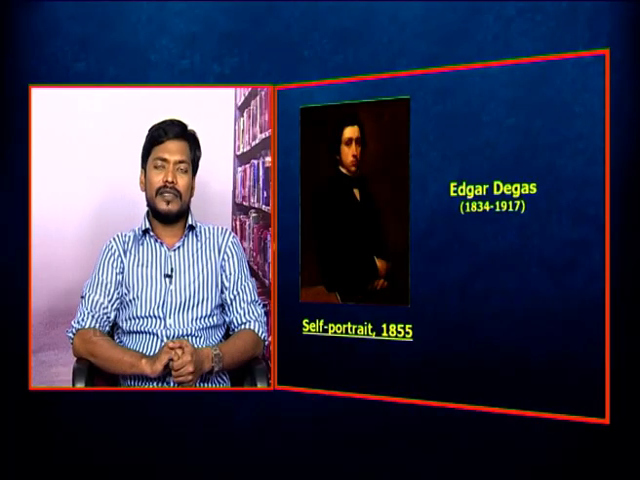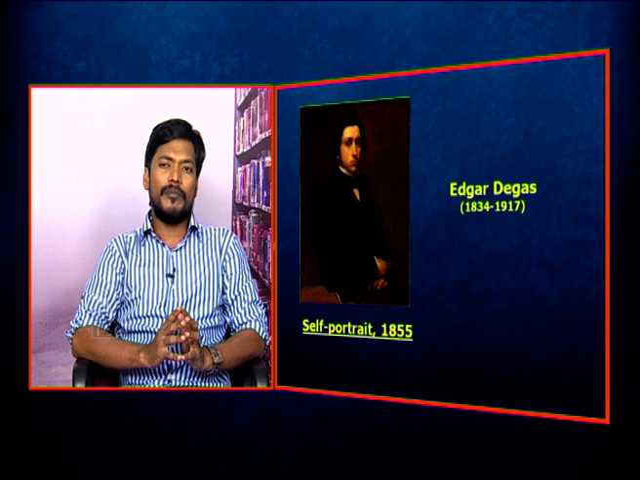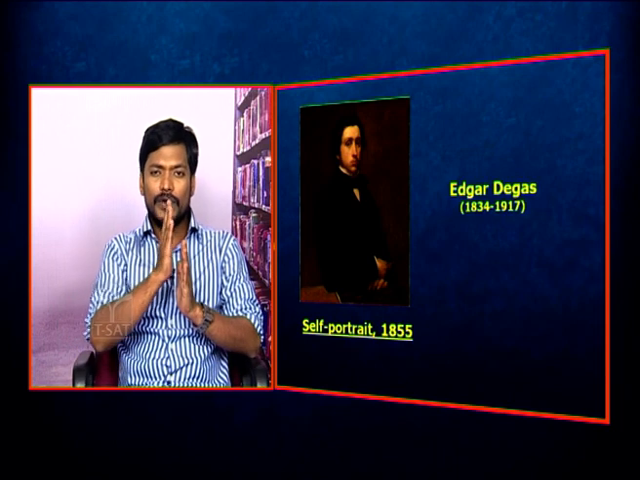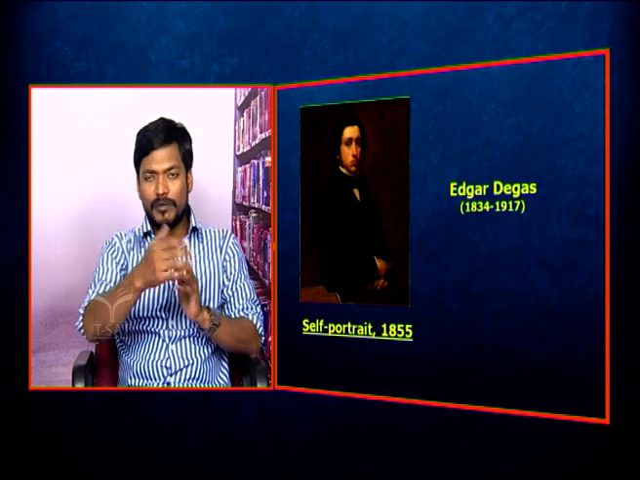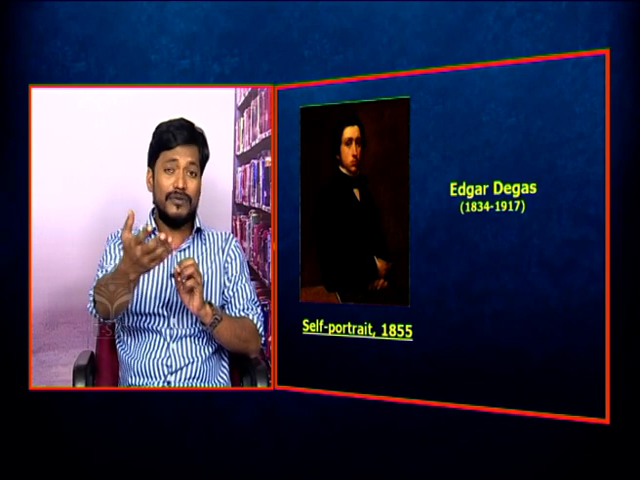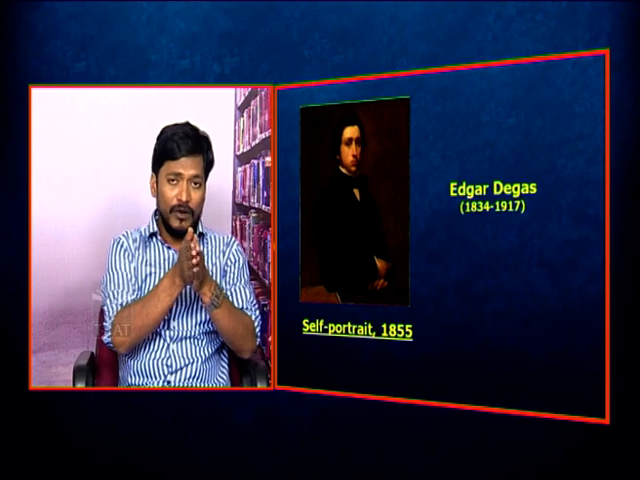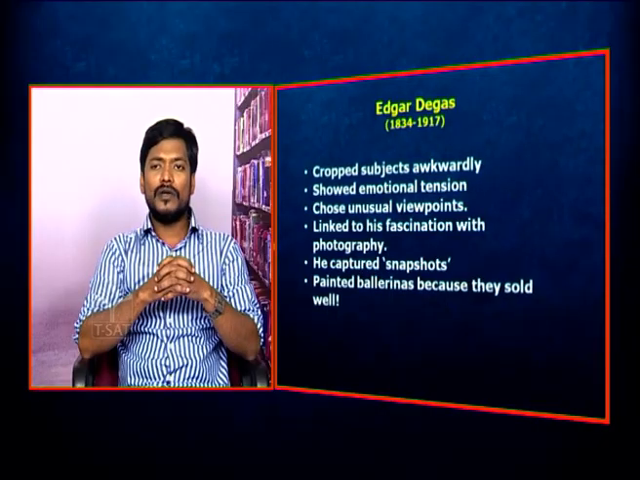So another artist that we'll move to now is Edgar Degas. Degas, as I said, is called a keyhole painter because if you look through a keyhole, the person on the other side does not know that you are looking, right. So he used to compose his paintings in such a way that his location is very obscure, right. Why can we say that? Because he cropped subjects awkwardly.